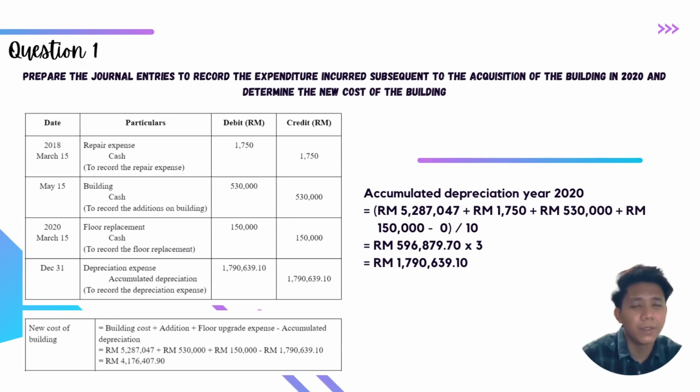For the question given, we can make journal entries for repair expense, building, and floor replacement. And for the economic question, we must calculate that. So, firstly, we must calculate 5,287,047 plus 1,750 plus RM530,000 plus RM150,000 minus 0 and divided by 10, and then we multiply by 3, and then we get 1,790,639.10. Then we must calculate the new cost of building. So the first one is the building cost plus addition plus floor upgrade expense minus accumulated depreciation.